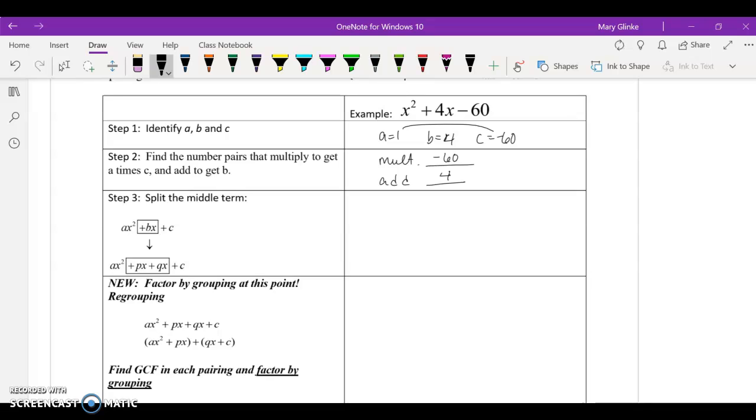So 1 and 60, 2 and 30, 3 and 20, 4 and 10, nope, 6 and 10. There we go. That's the one we want, 6 and 10. And if it has to multiply to get a negative, one of these is negative, which gives us the 4 overall.